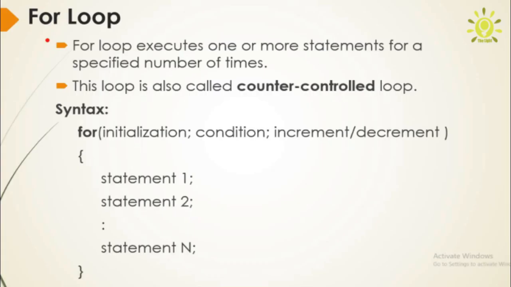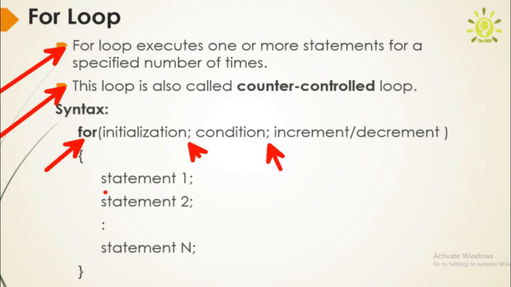So the next one is the for loop. The for loop executes one or more statements a specified number of times. This loop is also called a counter control loop. Guys, it is a more flexible loop, so most programmers use the for loop frequently. The syntax of the for loop uses the for keyword and, within parentheses, initialization, condition, and increment or decrement, separated by terminators. If you have more than one statement, then write them in curly braces or delimiters. That is basically called the body of the for loop.